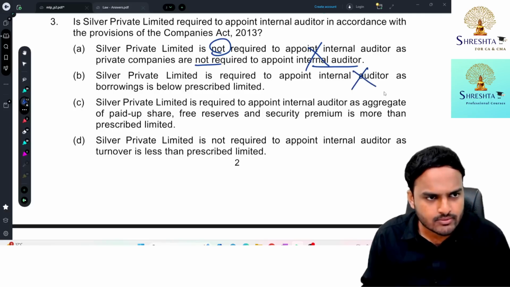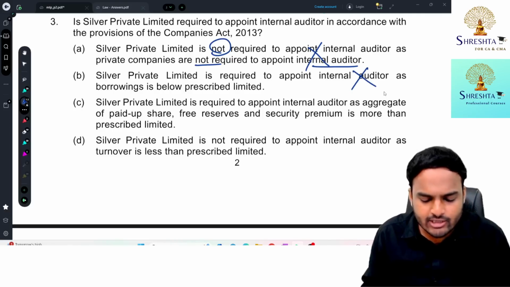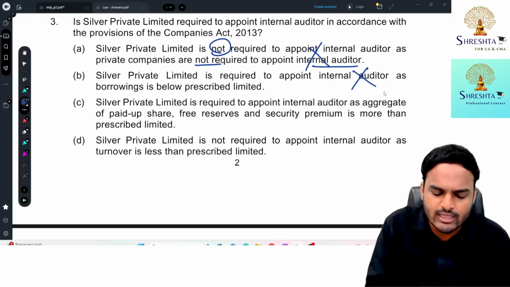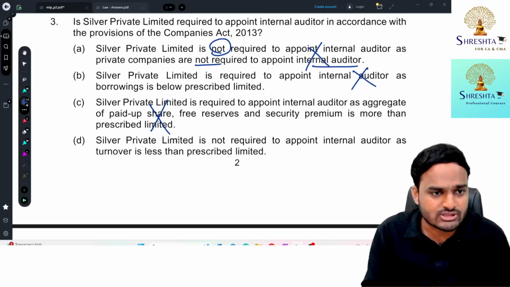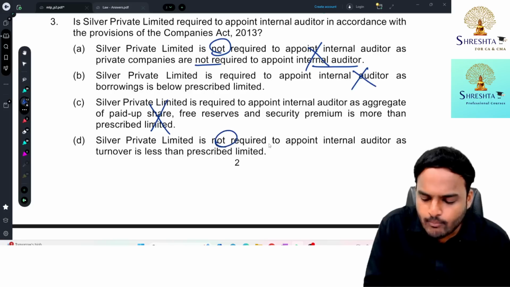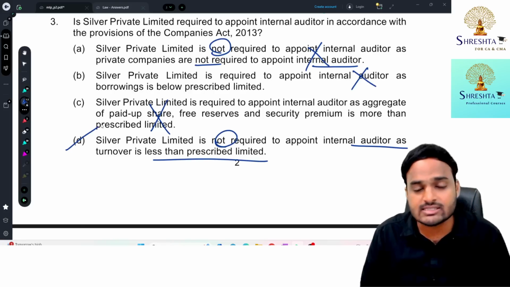Wrong option. Silver Private Limited is required to appoint an internal auditor as aggregate of paid up share capital plus free reserves and securities premium is more than the prescribed limit. Wrong option. There is no such restriction. Next, Silver Private Limited is not required to appoint an internal auditor as turnover is less than the prescribed limit. So option D is the correct option.